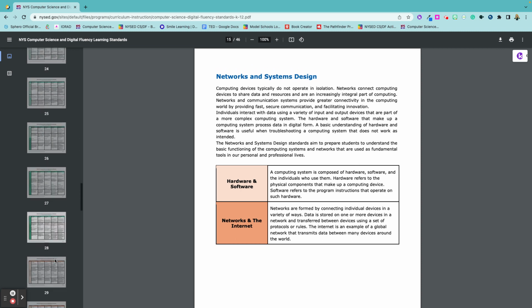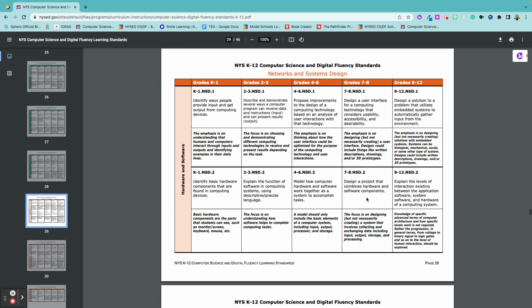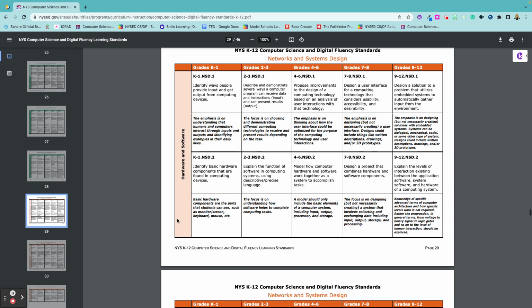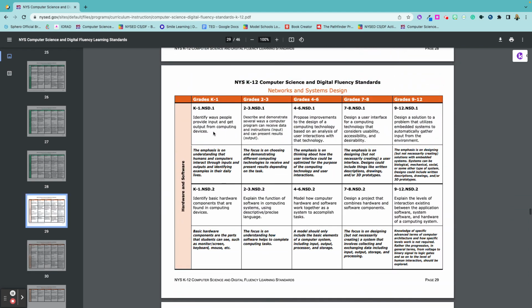So I'm going to scroll down to page 29 of the PDF and really take a look at what these standards are asking. Hardware and software has three standards. The first one is identify ways people provide input and get output from computing devices. So, really, you're thinking about input and output. So, this could be using a wearable and thinking about what you need to input, or doing a spreadsheet and thinking about what you need to put on that spreadsheet to get the output that you would like.